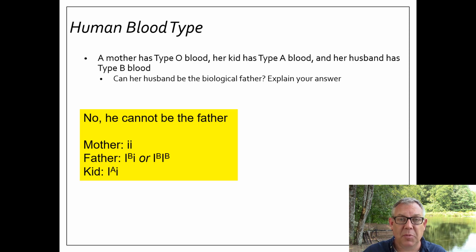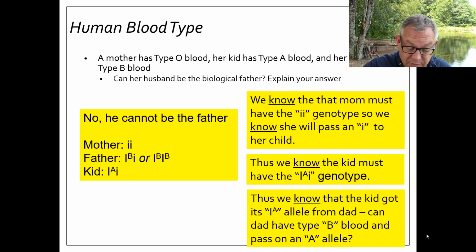Right? The mother has to be homozygous for lowercase i. The father, we don't know, but we know he's type B. So he's either heterozygous with a B allele and a lowercase i, or he's homozygous for the B allele. We know the kid has to be heterozygous for the A allele, because we know he got one lowercase i from his mom. That's all she has. And we know he's type A blood, so his other allele has to be A. But the father does not have that allele. And so that's what this is saying here.